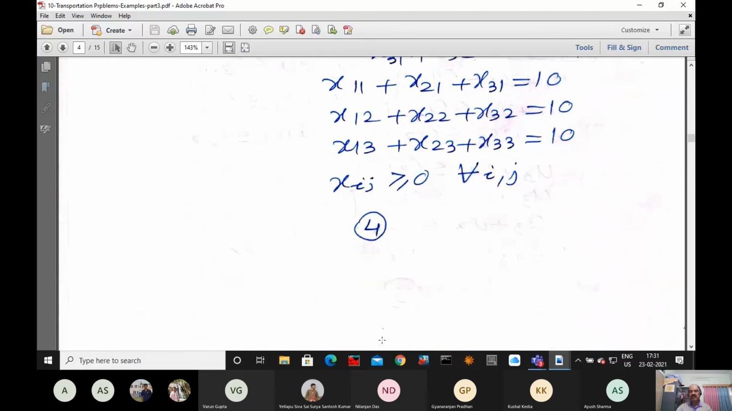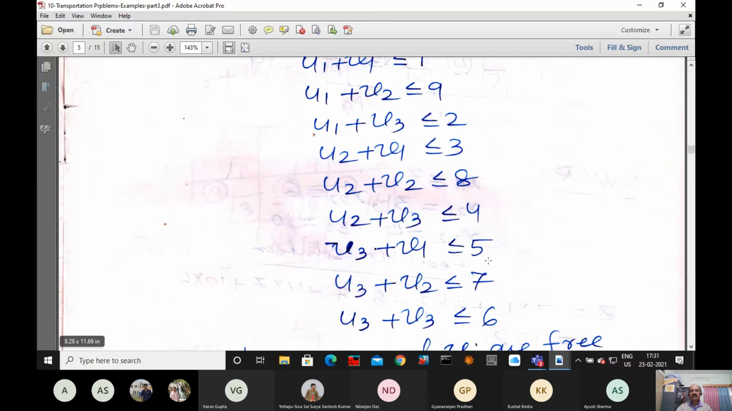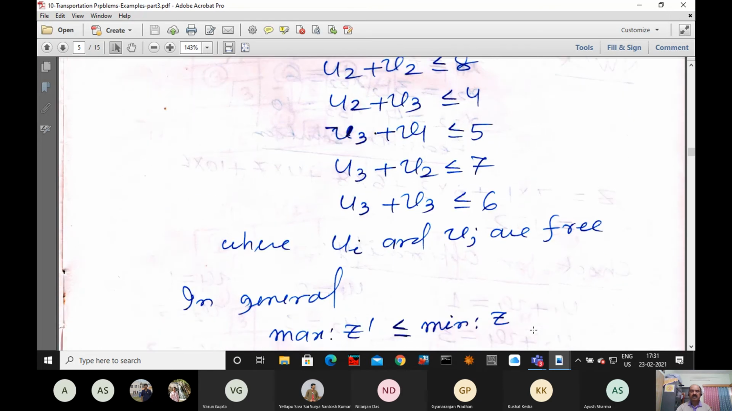Same thing we have written here. Just see this. For the first row, these are 3: U1 plus V1 less than equal to 1, U1 plus V2 less than equal to 9, U1 plus V3 less than equal to 2. For second, U2 plus V1 less than equal to 3, U2 plus V2 less than equal to 8, U2 plus V3 less than equal to 4. For third, U3 plus V1 less than equal to 5, U3 plus V2 less than equal to 7, U3 plus V3 less than equal to 6. And all are free.